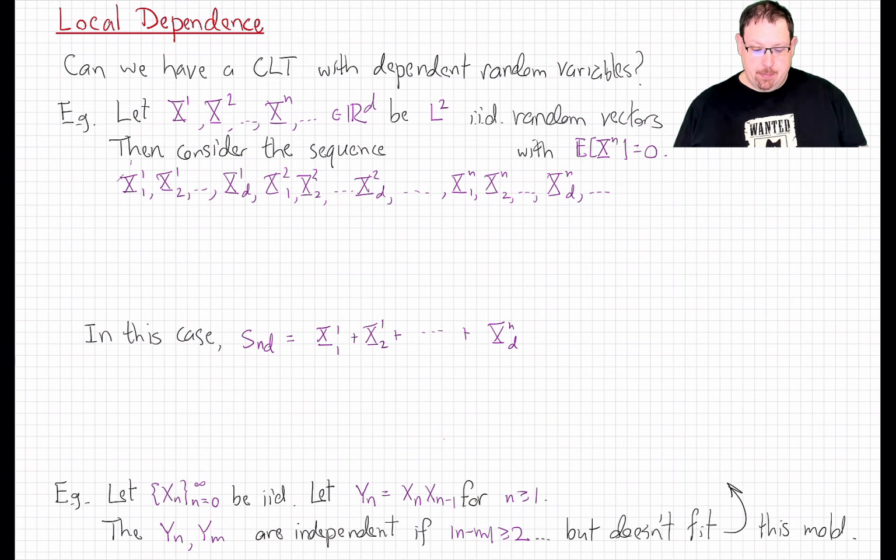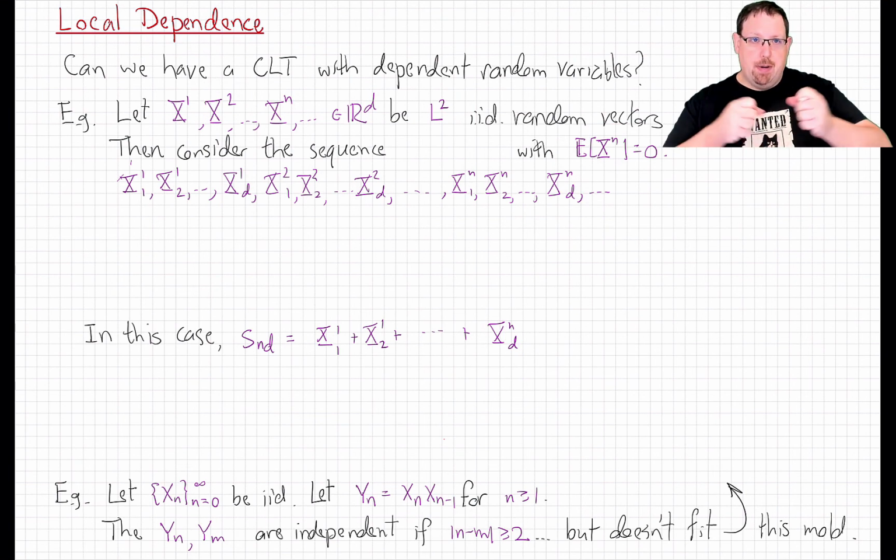And so we'd like to have an approach that would work where at least we have some mild dependencies. Let's explore the idea of local dependencies. To get started, here's an example. Suppose we have a sequence of IID random vectors in R^d, and for convenience, let's center all of the entries. Then we can take those random vectors and spread out their entries.